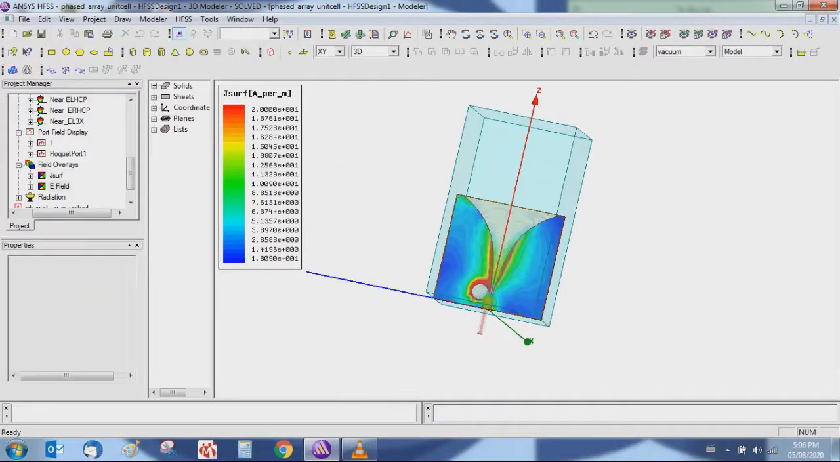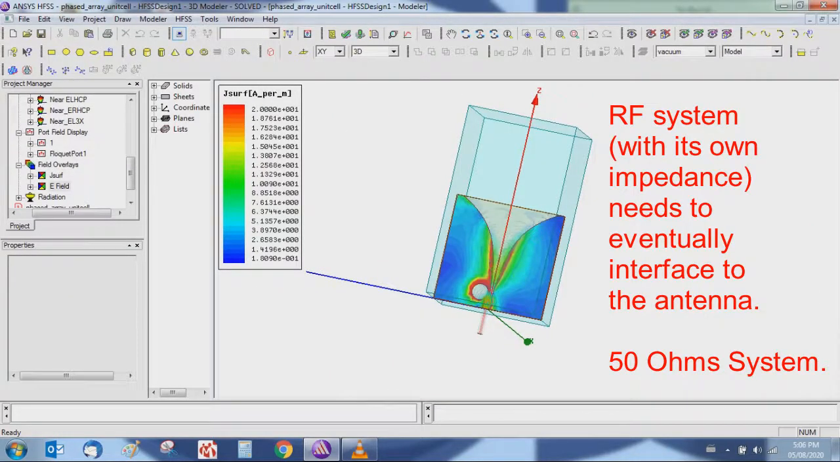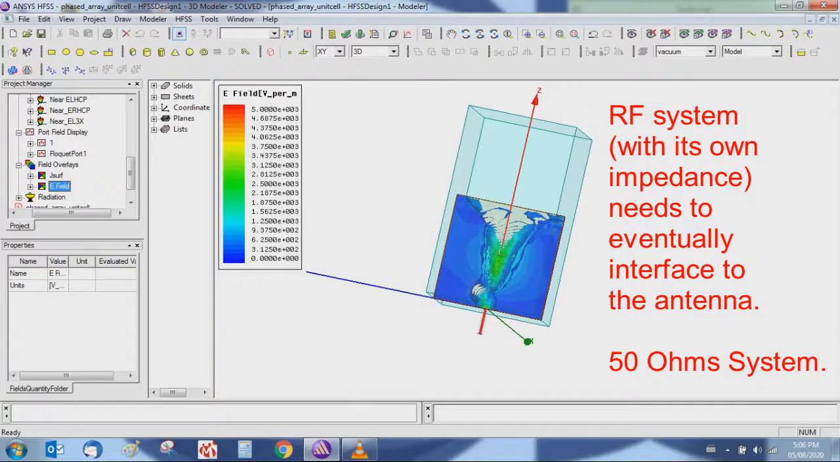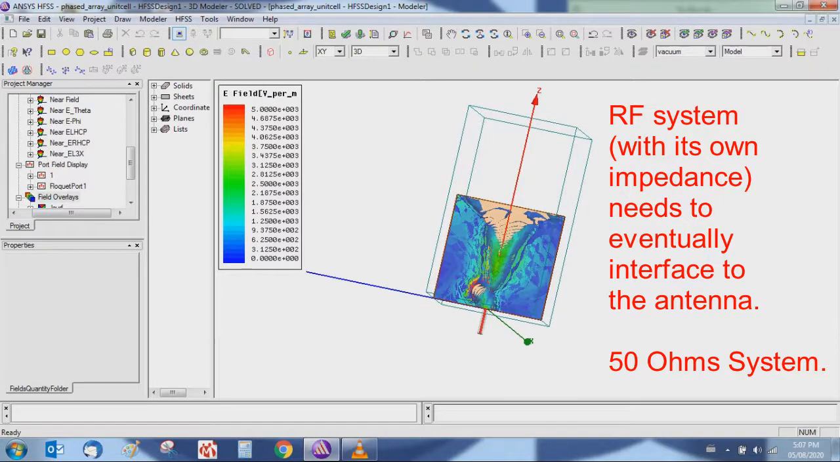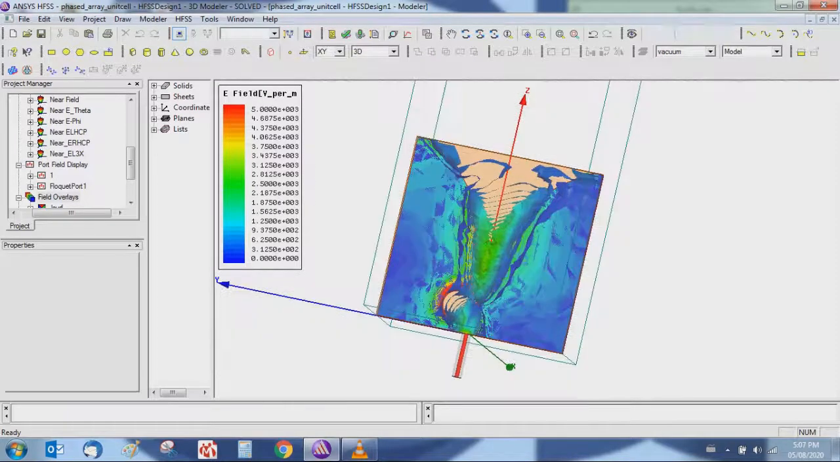The last important quantity to consider is that an antenna has input impedance, since an RF system, with its own impedance, needs to eventually interface to the antenna. It would not be any good if the antenna could not be impedance matched to the rest of the system, since an impedance mismatch would produce reflection and hence result in inefficient power transfer to or from the antenna.